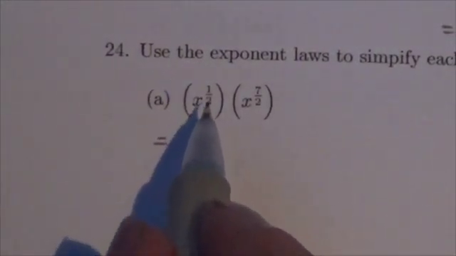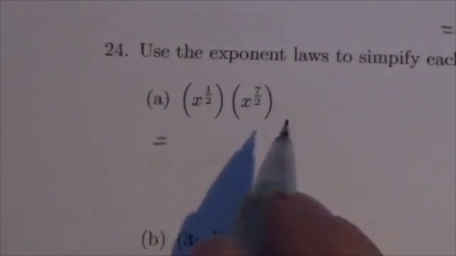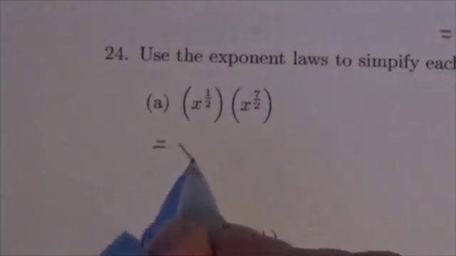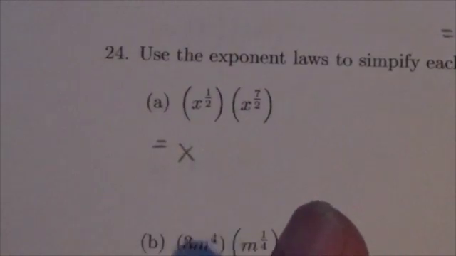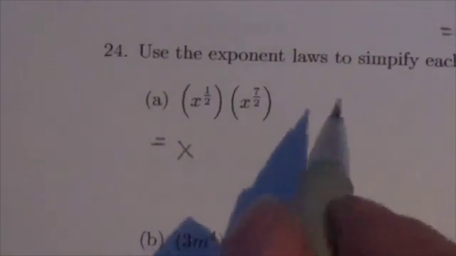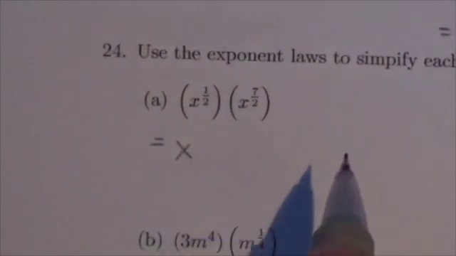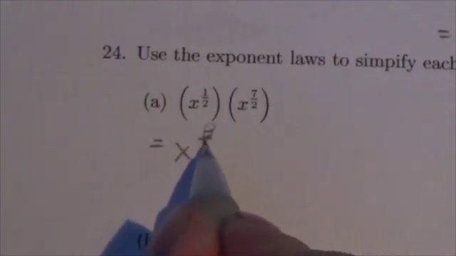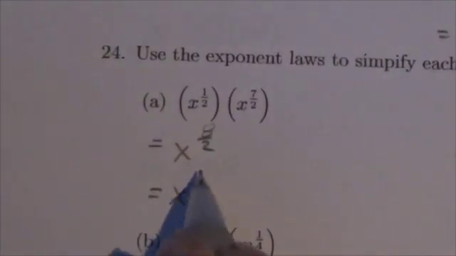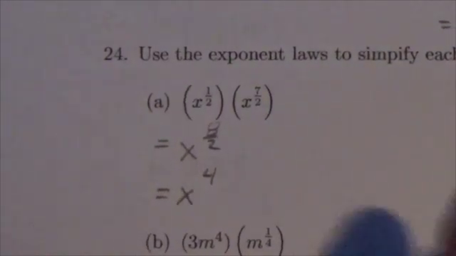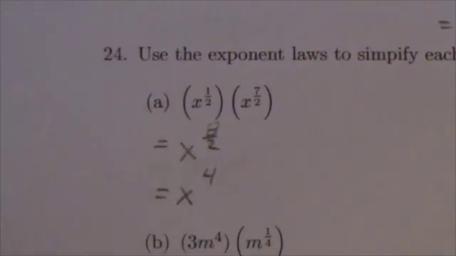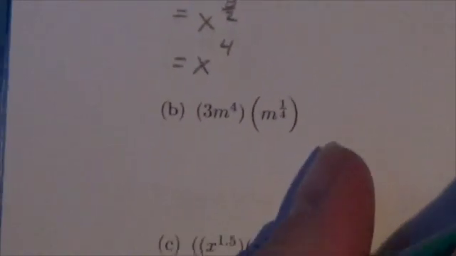So this is x to the 1/2 times x to the 7/2 here. Well, when you're multiplying powers, you're adding exponents. So this becomes 1/2 plus 7/2. Well, that just becomes 8/2. And 8/2 is just 4. Okay? Don't let the fact that there's fractions here throw you off. The exact same rules apply here.